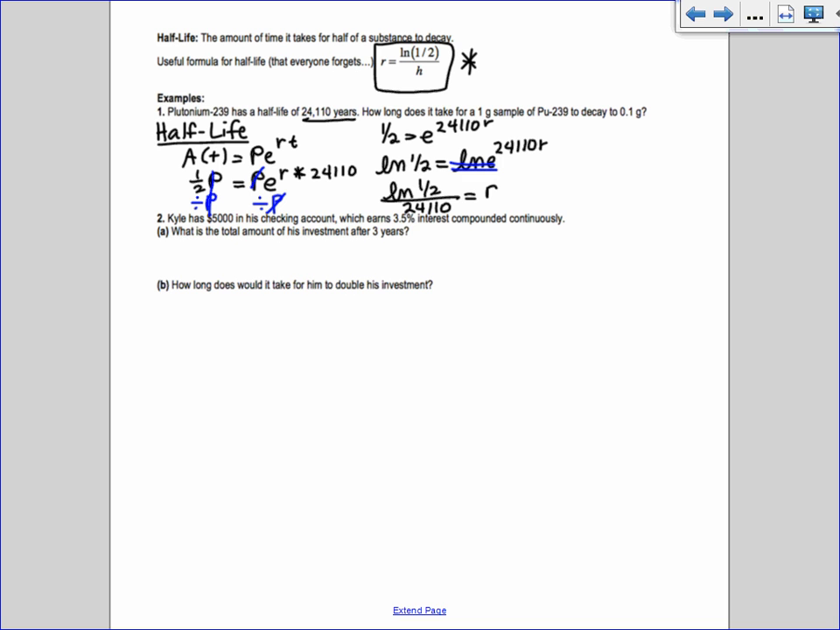Now everybody needs their calculator out to do this. So pay attention as I tell you the instructions. Are we ready? We're going to do natural log of 1/2 in the parentheses, hit enter, divided by 24,110. When you do that, you get R equals negative 2.87 times 10 to the negative 5. It's in scientific notation on your calculator.